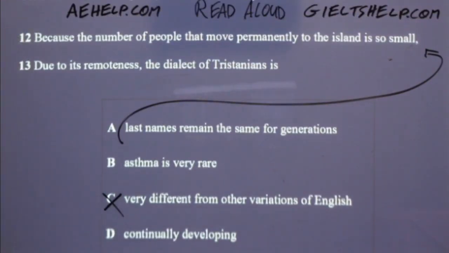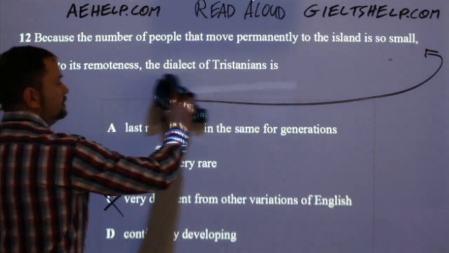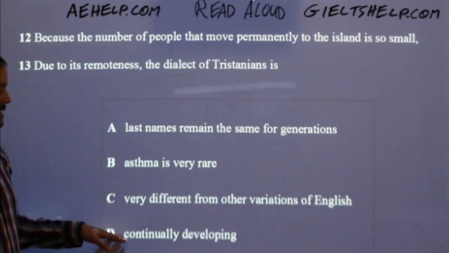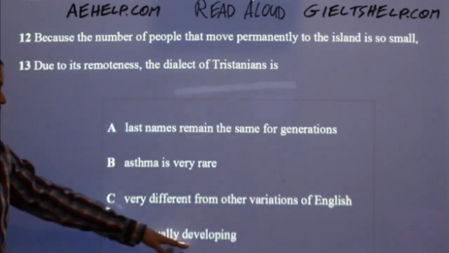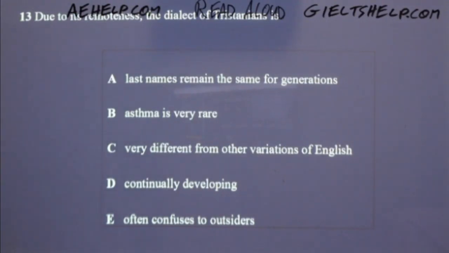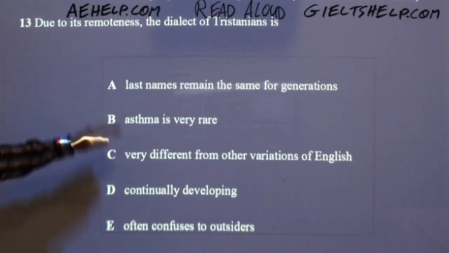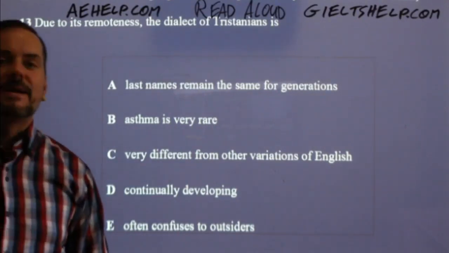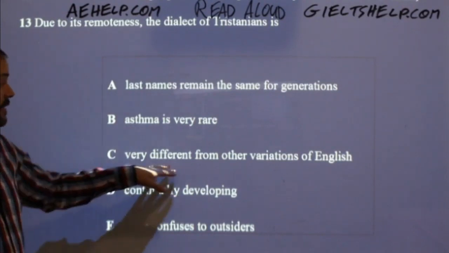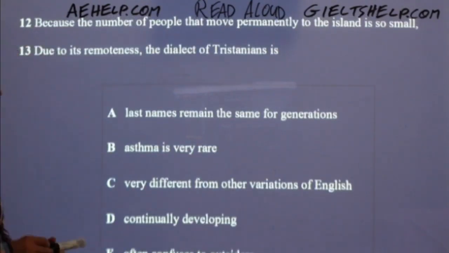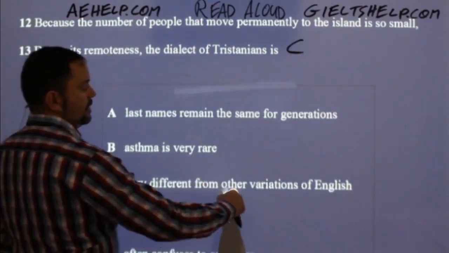All right, number 13. Due to its remoteness, the dialect of Tristanians is... asthma is very rare. That doesn't make sense. Due to its remoteness, the dialect of Tristanians is continually developing. That grammar is correct, but the information is wrong. Due to its remoteness, the dialect of Tristanians is often confuses to outsiders. That might be correct information, but it's bad grammar. D, continue, or C, very different from other versions of English. Absolutely. Preeti, Roshni, Hassan, good. Yeah, it's C. Is very different from other variations of English.